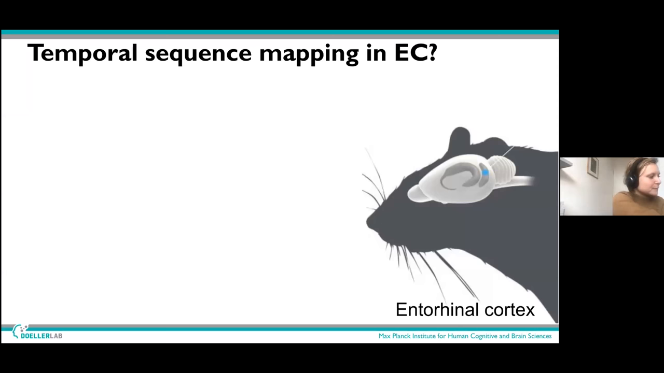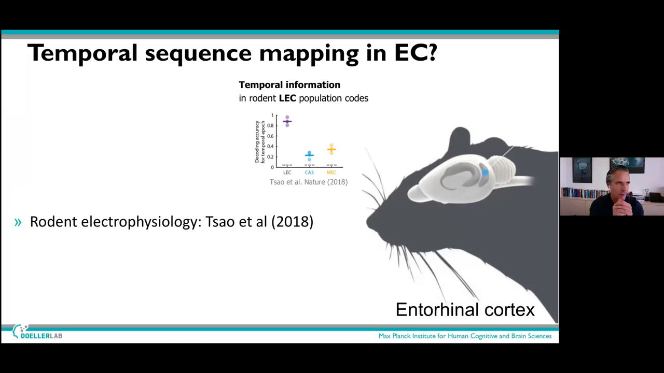So what we know from electrophysiological recordings is that the grid cells are in the medial part of entorhinal cortex, MEC. Lateral entorhinal cortex, rather than being focused on spatial coding, encodes other types of information. It also relates, or possibly relates, to differential anatomical connectivity profiles of MEC and LEC.